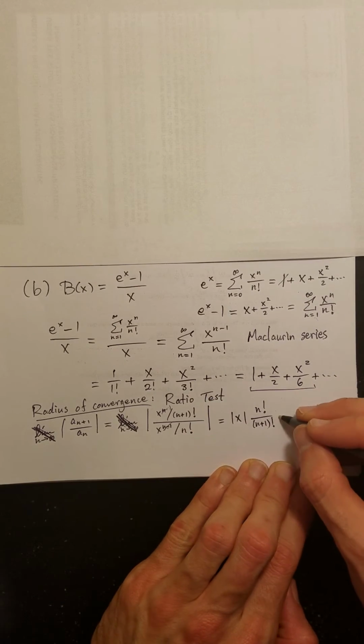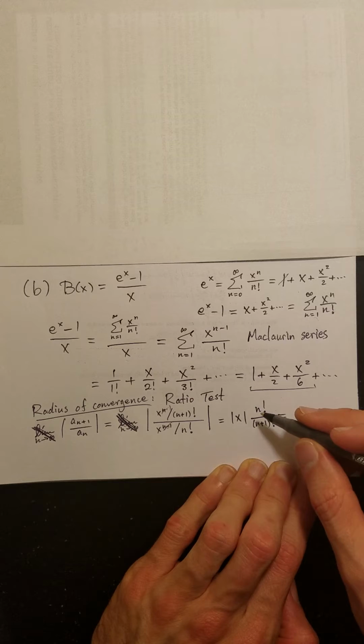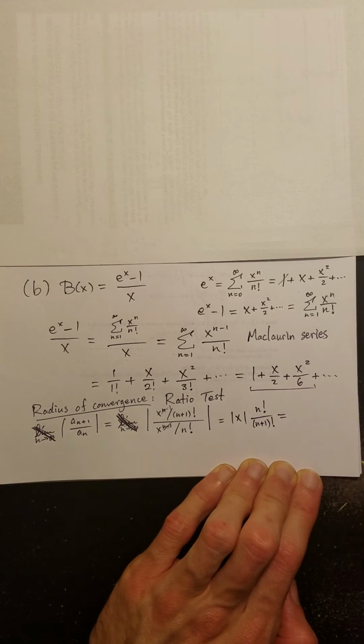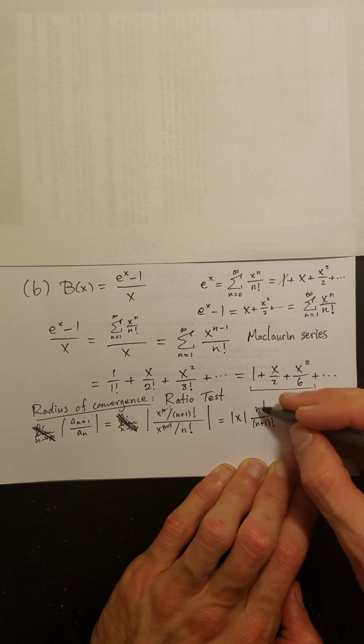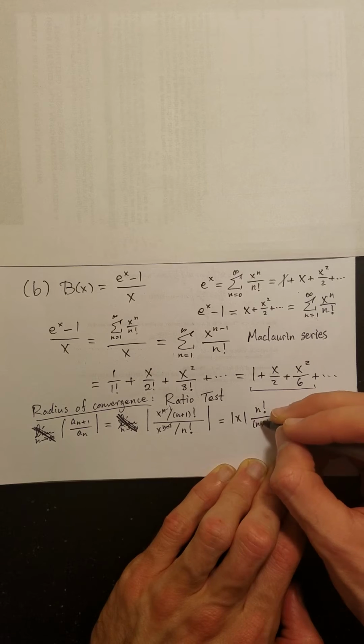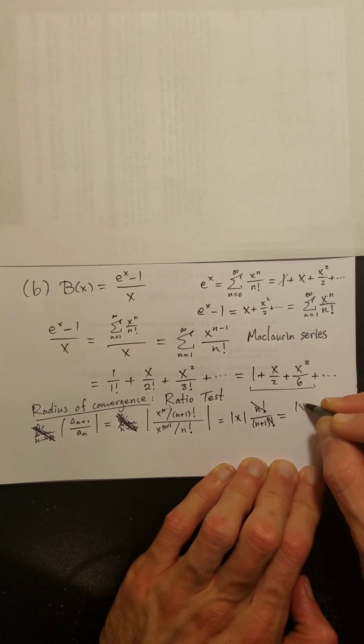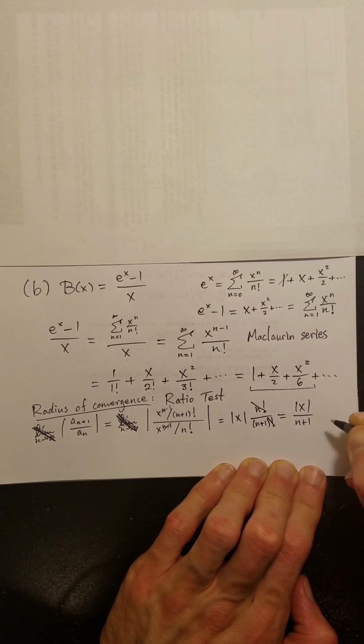So either way, this leaves us, so n factorial is just 1 times 2 times 3 all the way up to n. N plus 1 factorial is just 1 times 2 times 3 all the way up to n, and then also multiply by n plus 1. So we can cancel the first n factors here, so we can get rid of this, and that basically just gets rid of the factorial down there, and we have absolute value of x divided by n plus 1.